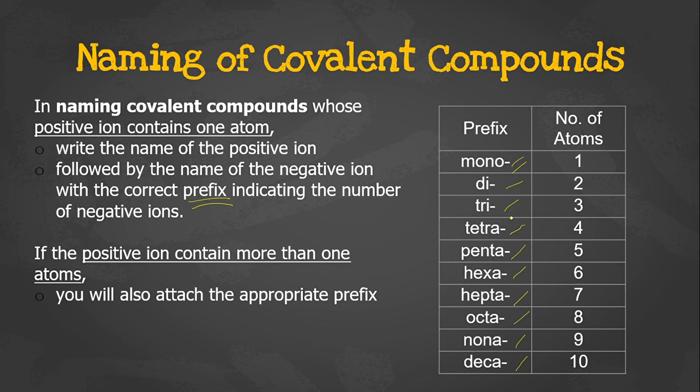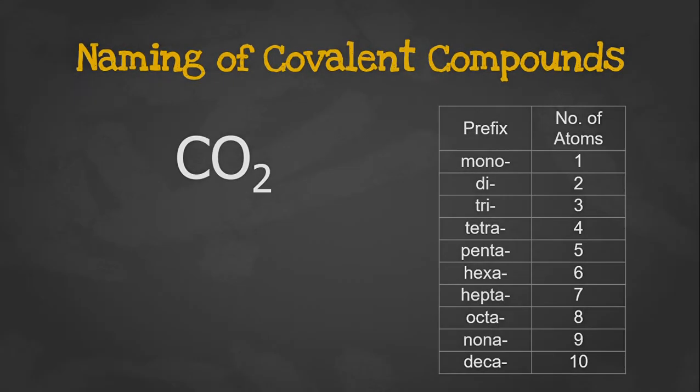ng covalent compounds. But, if the positive atom contains more than one atom, you will also have to attach the appropriate prefix kapag more than one siya. Pero kapag isa lang yung atom na nasa left side ng formula natin, then no need to write the prefix mono. Okay? So, halimbawa, ganito. Ito, napaka-common na compound nito. So, dahil nag-iisa lang yan, wala tayong ilalagay na prefix.